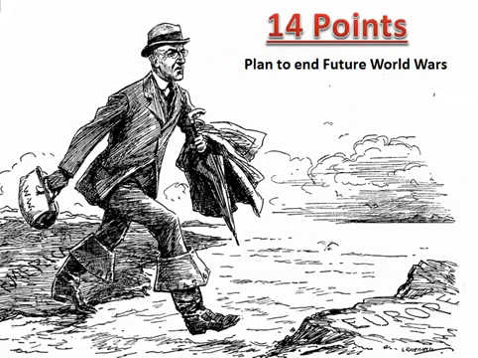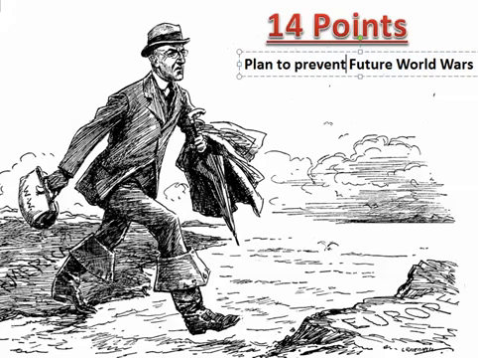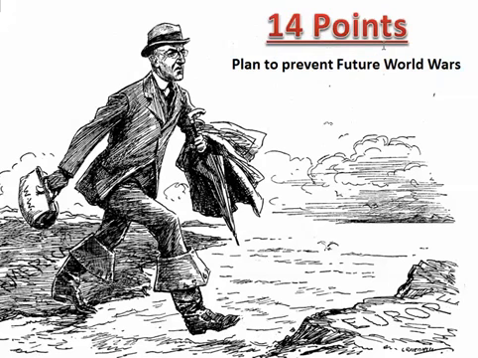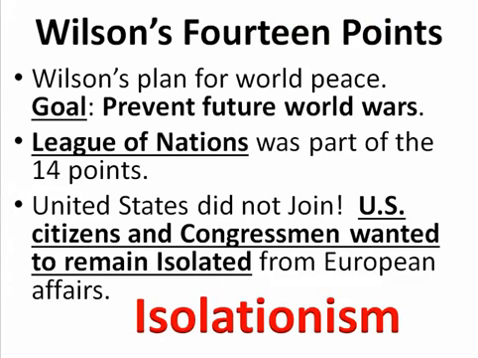Wilson had a plan to prevent future world wars. Woodrow Wilson's 14 points were in the Treaty of Versailles that he helped write. In the Treaty of Versailles, his 14 points call for a plan to prevent future world wars, so a world war will never happen again. Alright, so his plan for world peace, and the goal was to prevent future world wars, and a part of it was the League of Nations.